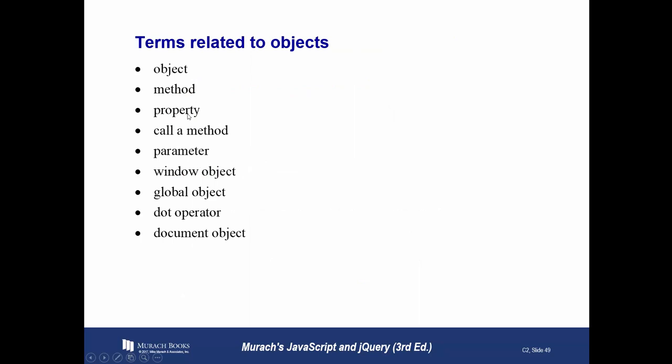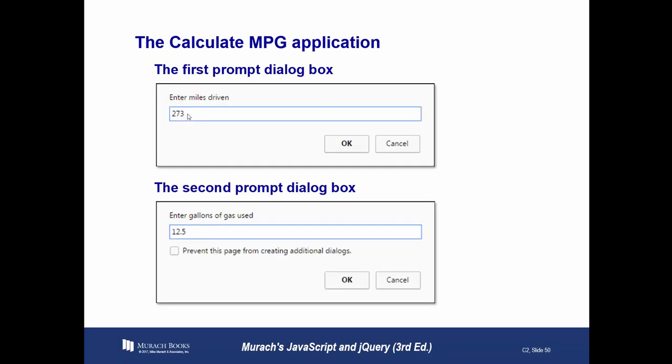So we looked a little bit at objects, methods, and properties. I've already shown you how to call a method. If you pass something to a method, that's known as a parameter. We looked a little bit at the window object and global object. We will look a lot more at all of these, including the dot operator and the document object, as we go on.